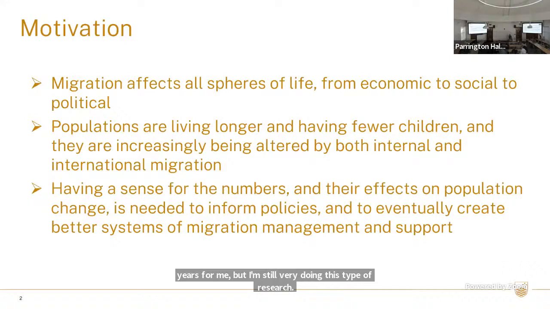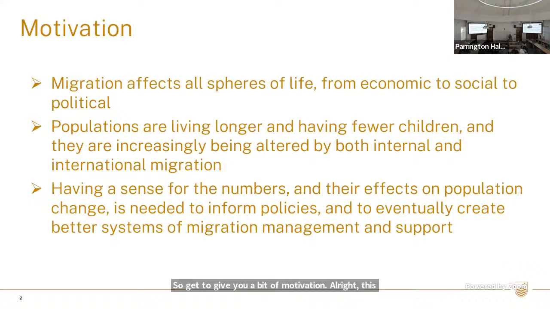This is how I look at it anyway, but migration affects all spheres of life, from economic to social to political. From a demographics perspective, populations are living longer, having fewer children, and they're increasingly being altered by both internal and international migration. Having a sense for the numbers of how many people are moving, how many migrants we have, and their effects on population change, we need this information to inform policies and eventually create better systems of both migration management, but also support.